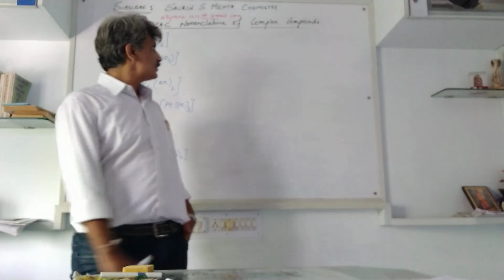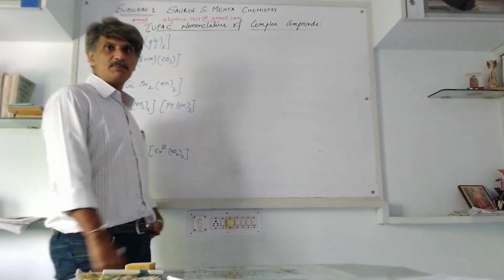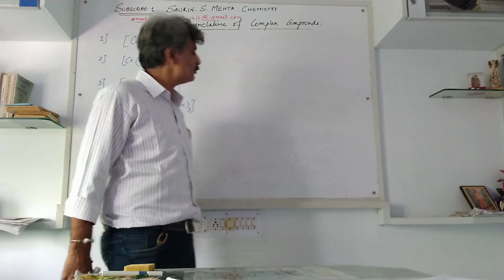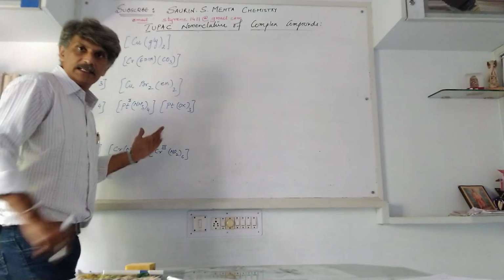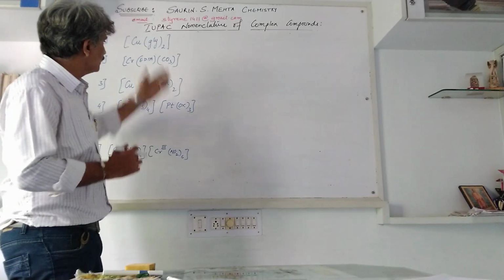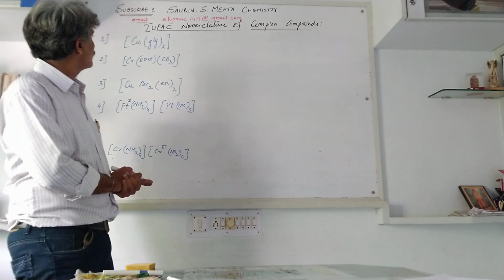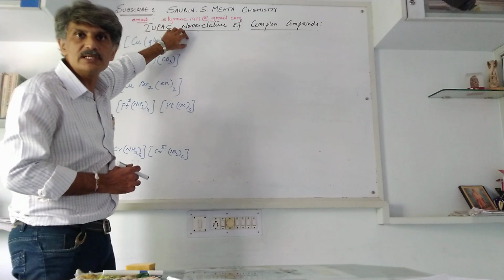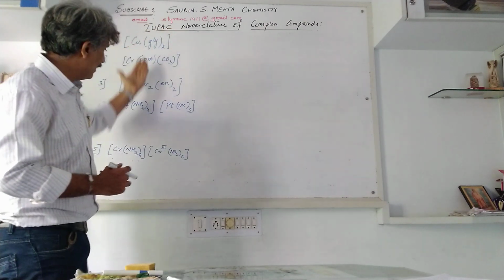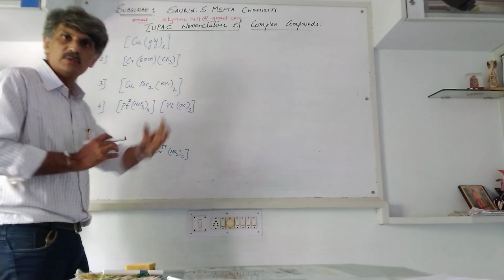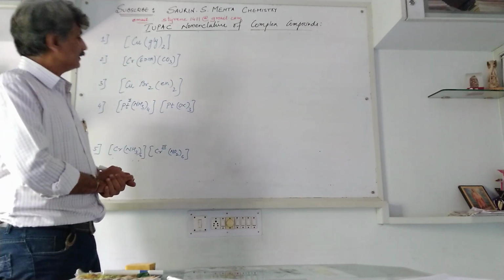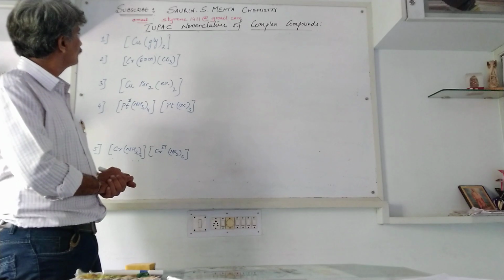Welcome back, dear students, in our fourth episode of IUPAC Nomenclature of Complex Compounds. In this episode, I'll be taking the complex compounds where you will neither have the associated cation nor the associated anion. You will have a straightforward complex with the metal and the ligand or ligands. That's it. Let's see how we name the compound.